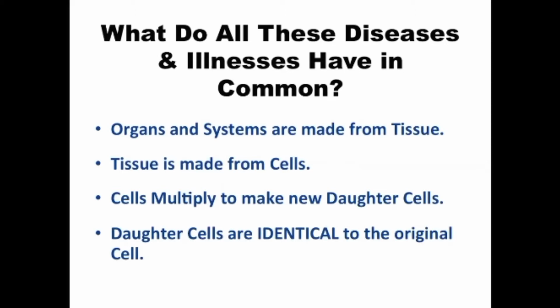You want to think about that whole picture, all of the different parts of the body, from the brain to the eyes to the kidneys to the spinal column to joints and muscles. All of those diseases have a few things in common, and one of them is that they are organs or systems, and all organs and systems are made from tissue, and all tissue is made from cells, and cells multiply to make new daughter cells. And when that happens, every daughter cell is identical to the original cell.